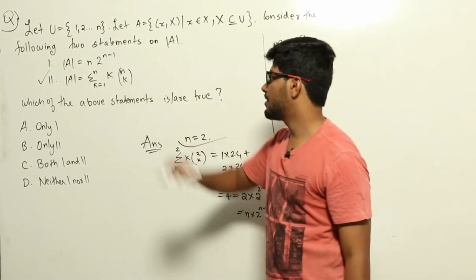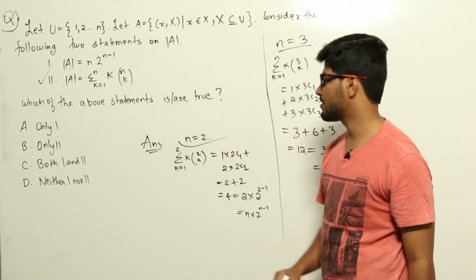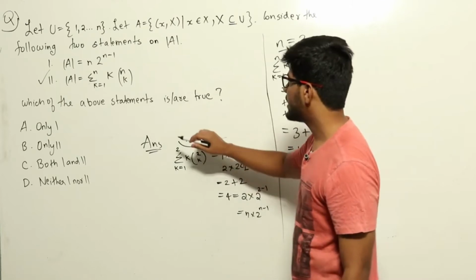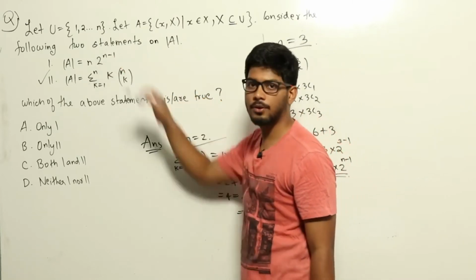Now we look at statement 1 here. It is saying the number of elements in A will be equal to n into 2 power n minus 1. So we'll take sample n values, n equal to 2 and n equal to 3, and we'll try to see if the statement holds for that.